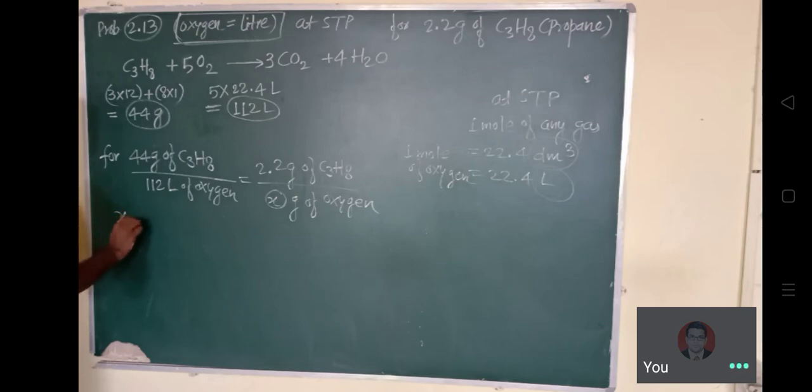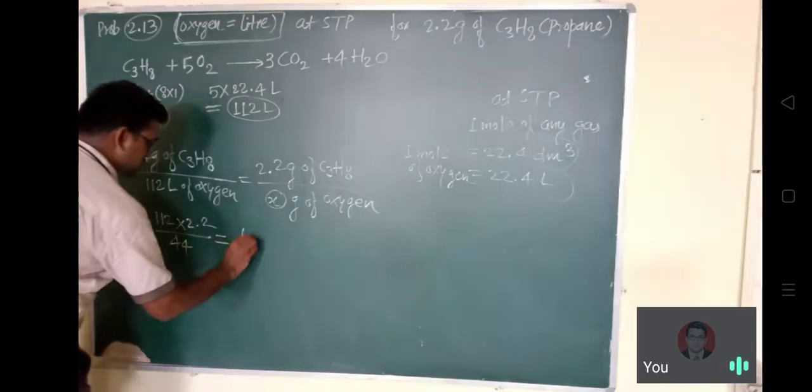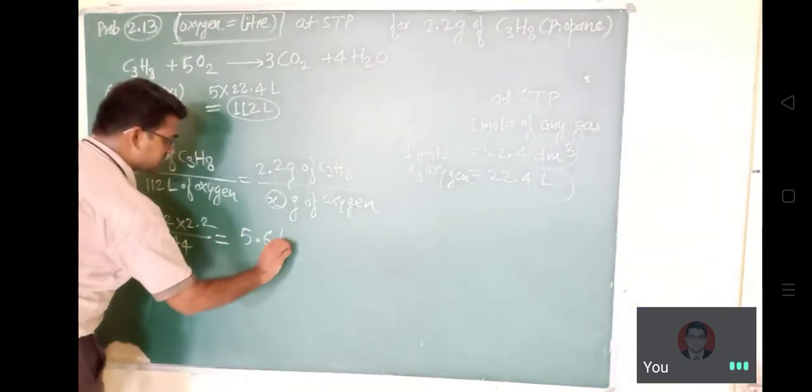So x is equal to, we will solve this for x. 112 multiplied by 2.2 divided by 44. So the answer for x is equal to 5.6 liters. Okay, so the answer is 5.6 liters.